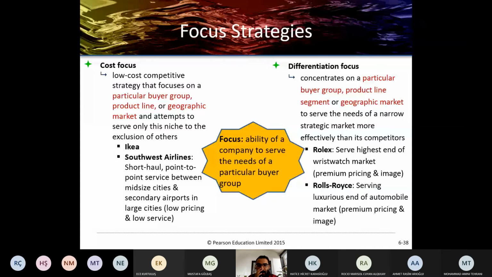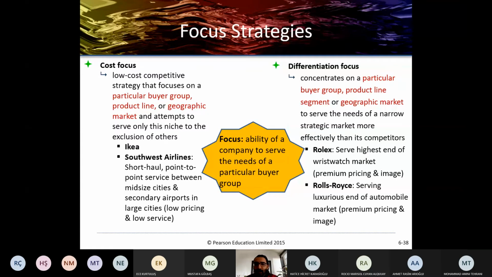For example, Southwest Airlines is an American airline company. Actually, it's like a low-cost company which focuses on a low-income target group. Okay, like Pegasus, maybe it could be an equivalent of it.